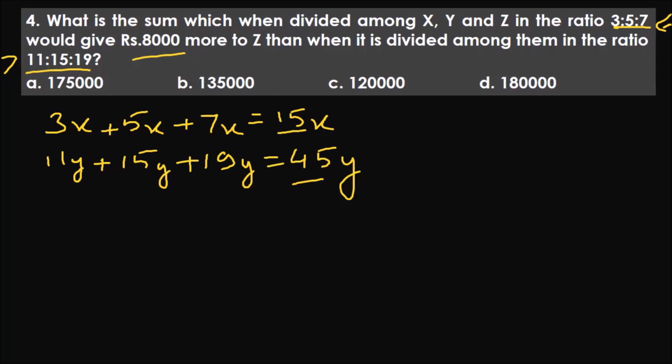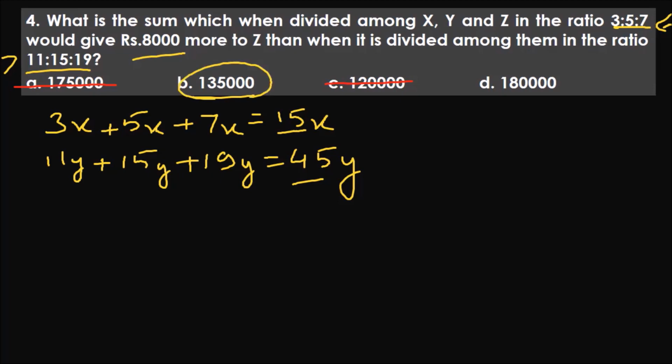What are those? A is not a multiple of 15 and 45, as well as C. A and C are gone. We are only left with B and D. Now what we can do is trial and error. Let's consider B for example.